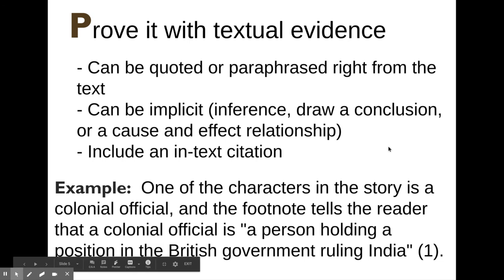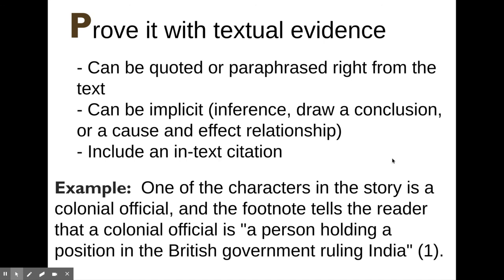So here's my example of my proof. One of the characters in the story is a colonial official, and the footnote tells the reader that a colonial official is a person holding a position in the British government ruling India. So there's my proof.